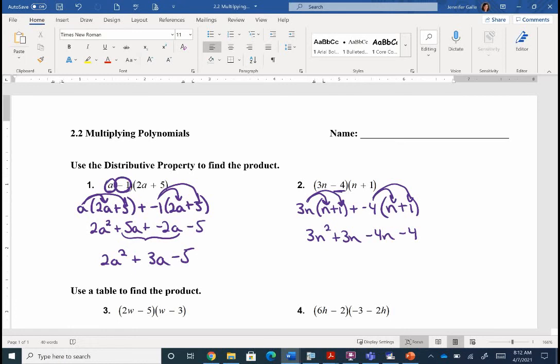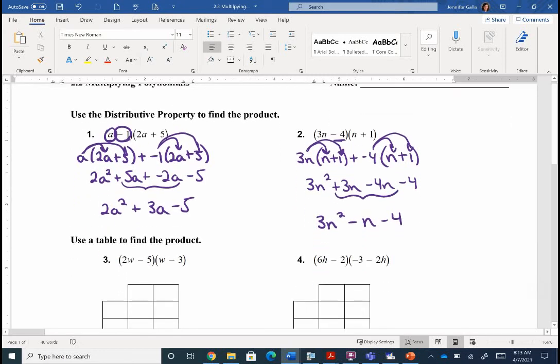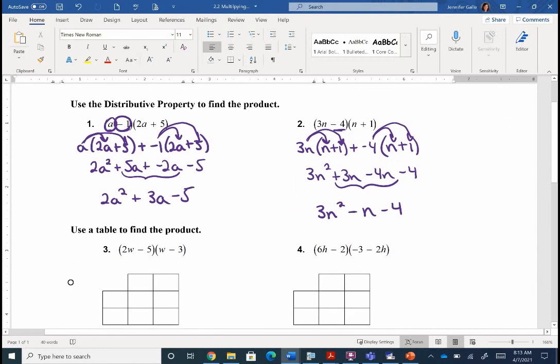All right, now we have to look to see if there's any like terms that I can put together. Again, we have those n's. +3, -4. You can write the 1 in front of the n if you want. It's a -1. Remember, mathematicians are lazy. They don't like to write those coefficients of 1. I would never mark it wrong, though, if you have the 1 there. No big deal.